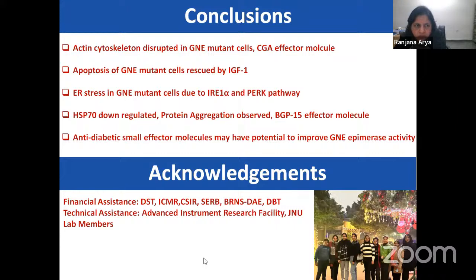Conclusions, which is talking about the actin cytoskeleton, apoptosis and ER stress with the down regulation of HSP17. And I would like to thank all the committee members and, of course, my lab students and research scholars and the financial assistance from various agencies. Thank you very much.